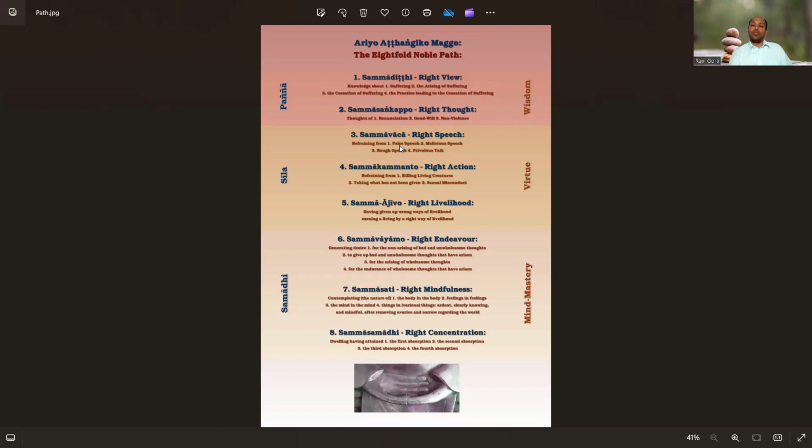False speech, we all know we should speak the truth always. Malicious speech is basically talking ill about someone. Rough speech is about talking roughly or rudely to another person. This is what is right speech.